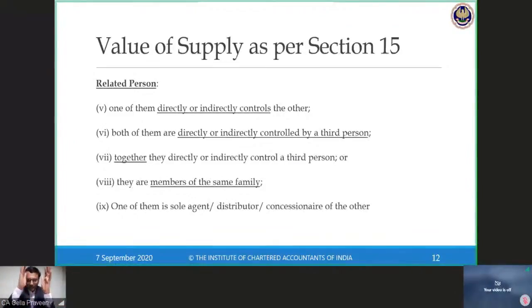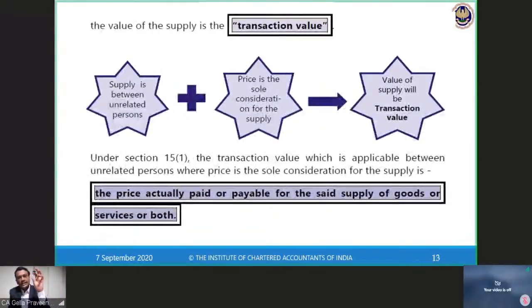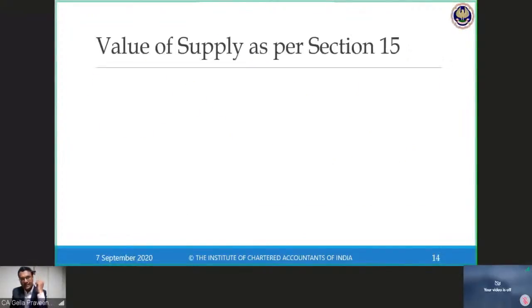So friends, if you come across a situation where there is a transaction between any of these nine members, then my Section 15 subsection 1 transaction value has failed. I have to read further to understand what my further provisions guide me on how to go about the transaction value. This is a slide picked up from your institute material, where it says my transaction value is admitted where supply is between unrelated persons and price is the sole consideration. As long as these two things are met, I would say this is the transaction value for the purpose of Section 15 subsection 1.